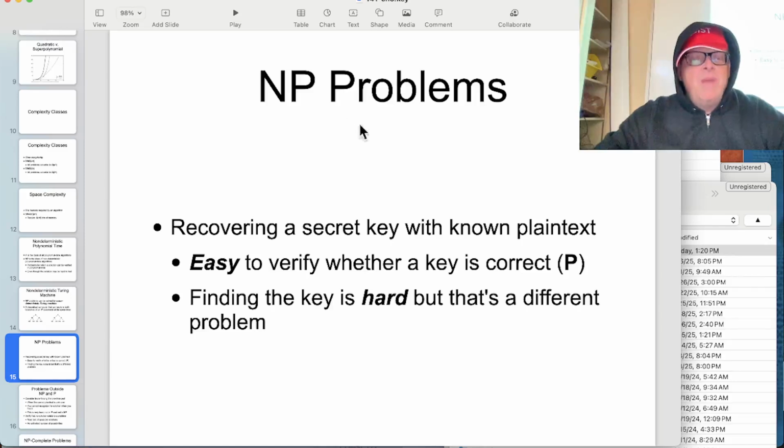And so here's the problem. There are many examples of NP problems, and the one, of course, obvious to us, is that if you know the plain text and you're trying to recover the secret key, it's easy to verify whether the key is correct, but finding it is hard.